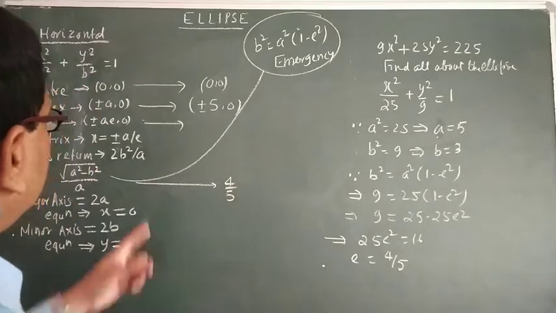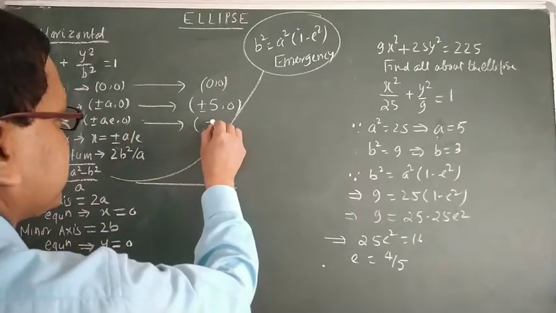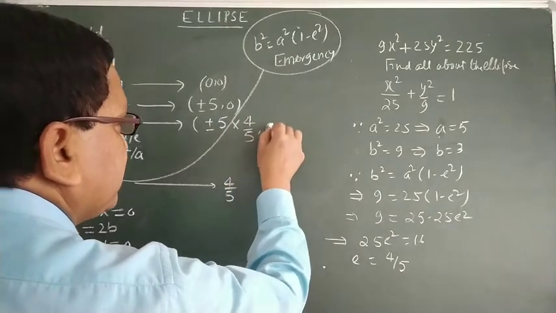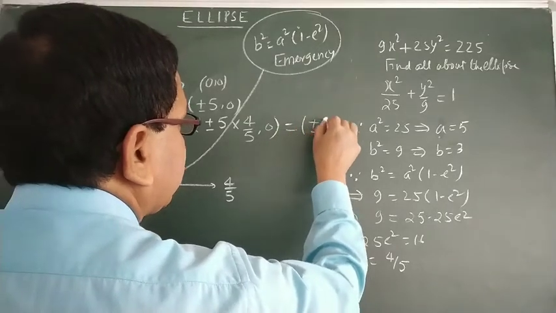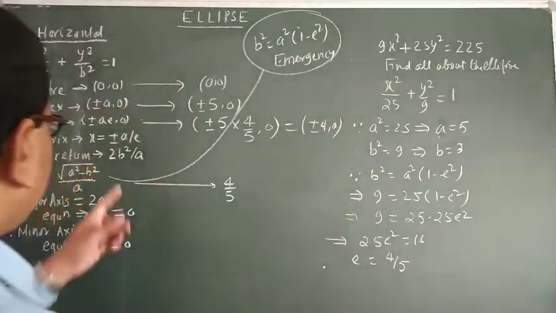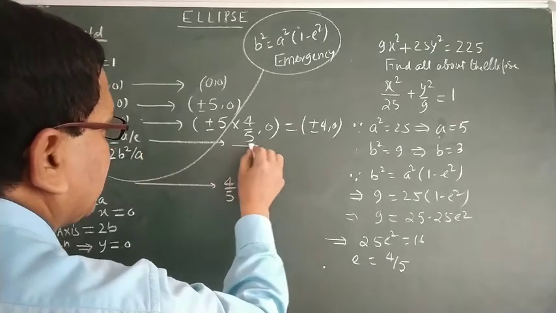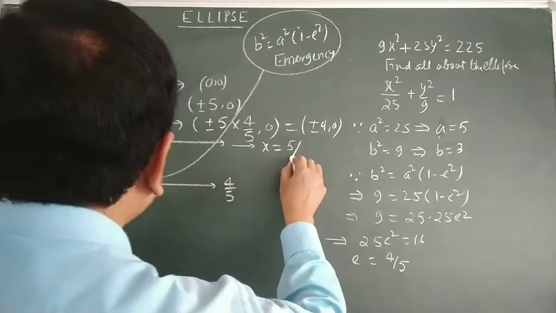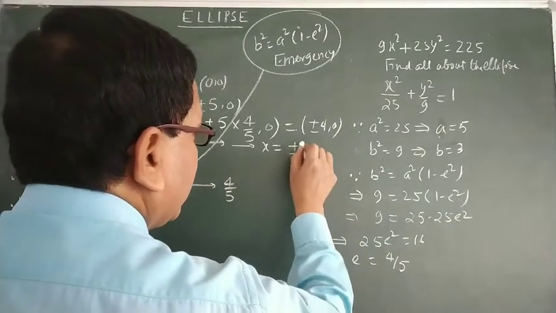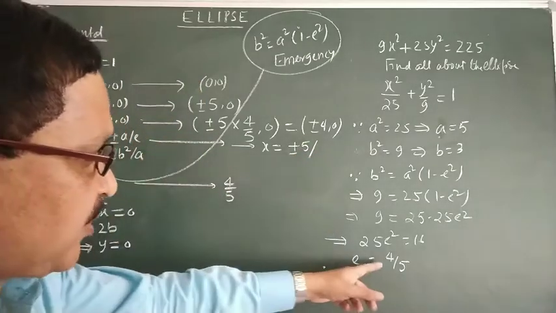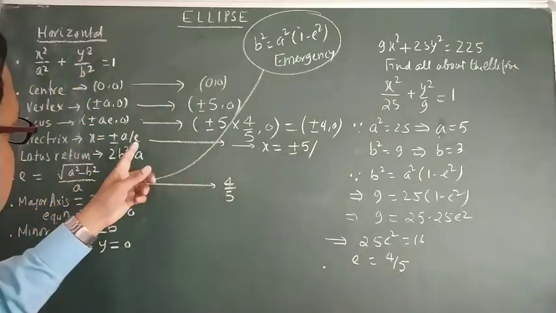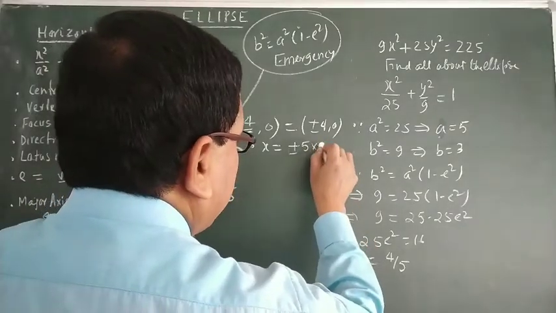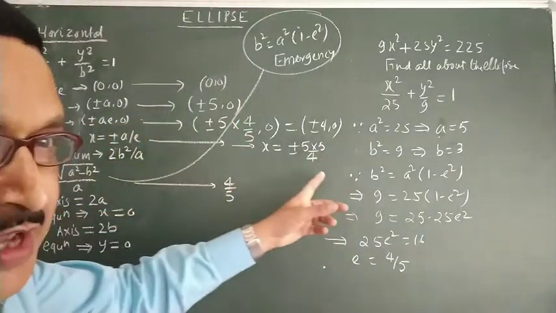This is 4 by 5. Now we have to find out the foci. This is plus minus ae, where a is 5 and e is 4 by 5. So this is plus minus 4, 0. Next, a by e. So x is equal to plus minus a by e, a is 5 and e is 4 by 5. So a by e is 5 divided by 4 by 5, 5 multiplied by 5 by 4. So this is the equation of directrix.